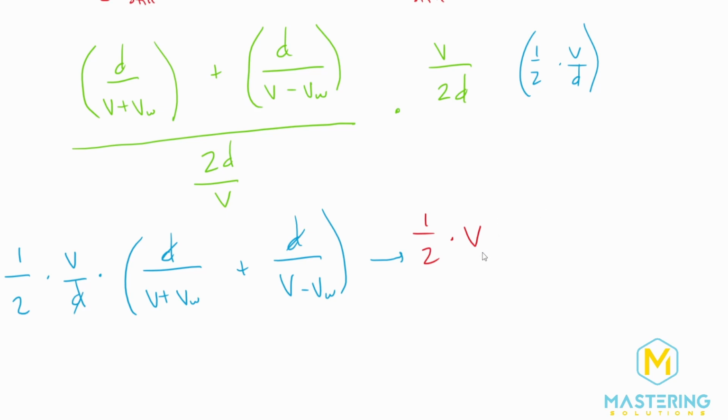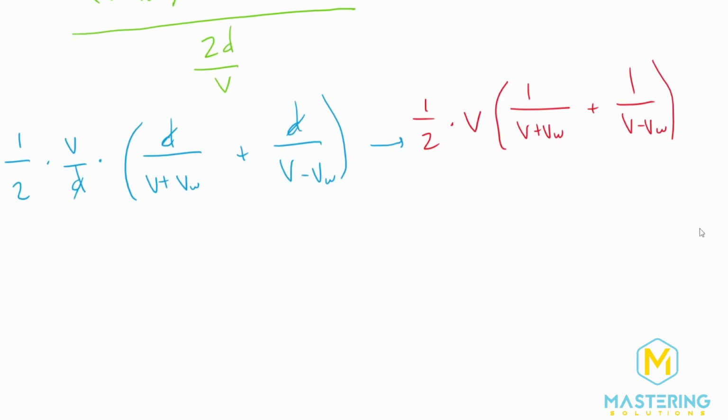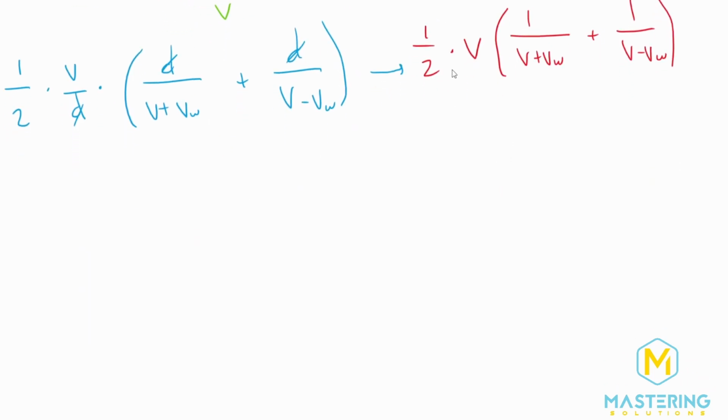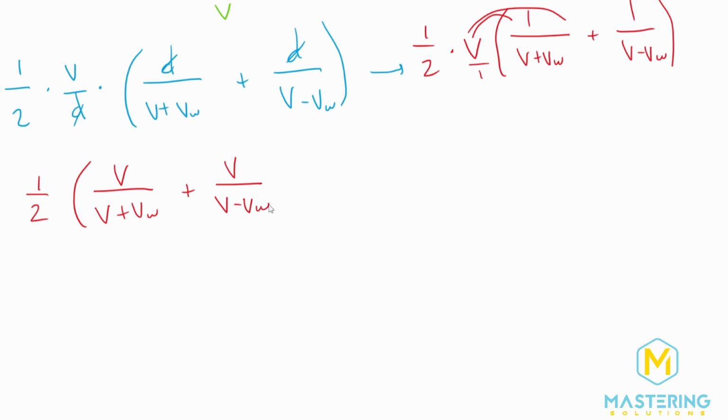Okay, so now times v times 1 over v plus vw plus 1 over v minus vw. So now if we rewrite this equation, v is essentially, of course, v over 1. As we multiply this to here and to here, that gives us 1/2 times v over v plus vw plus v over v minus vw.